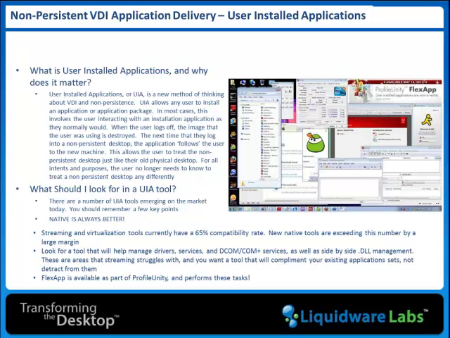So user-installed applications, or UIA, is a new method of thinking about VDI and non-persistence. It allows us to install any application or package. In most cases, this involves the user interacting with an application installation as they normally would.